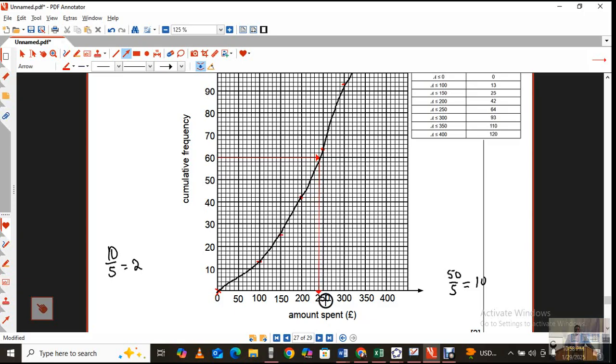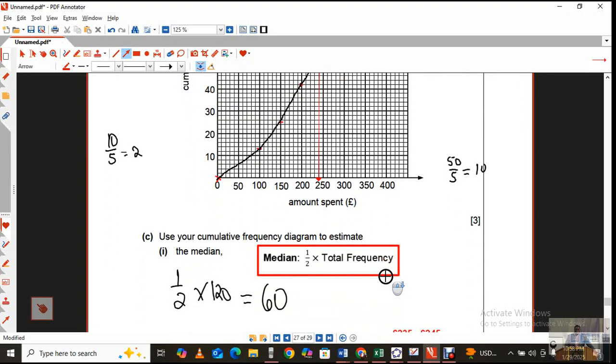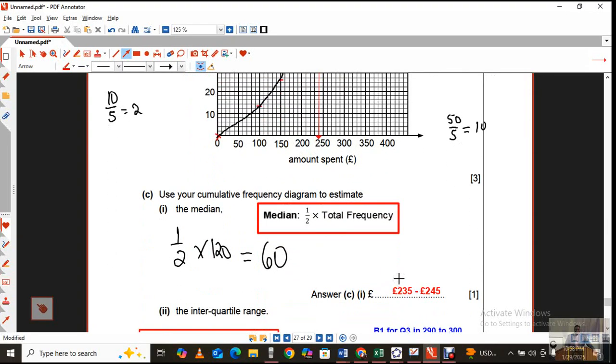Now, if you look at my graph, remember each block here is 10 units. So that's 200, to 210, 220, 230, 240. I get 240. So I move in the range here. My answer, I get 240. But because it was an estimate in the exam, any range from 235 to 245, depending on your curve, will be given a mark. But if you're outside of that range, you're not going to get it.